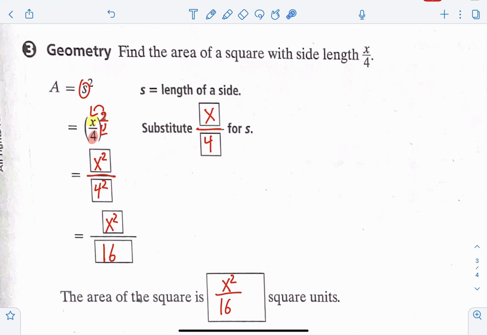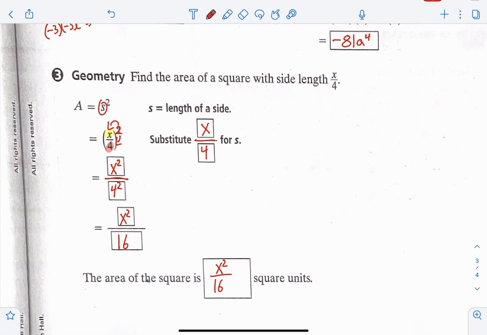Okay, so it's the same kind of process. Exponent applies to the top and the bottom, and then you kind of solve down from that.